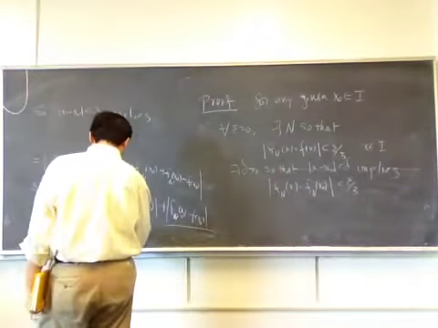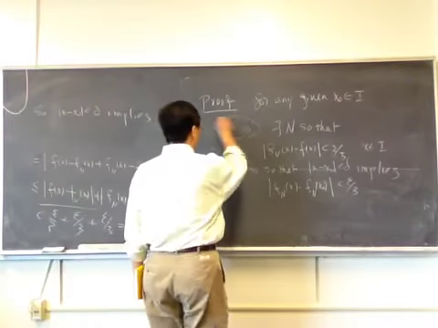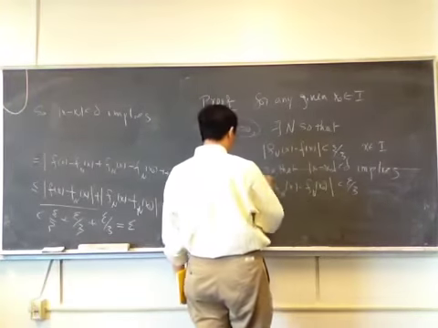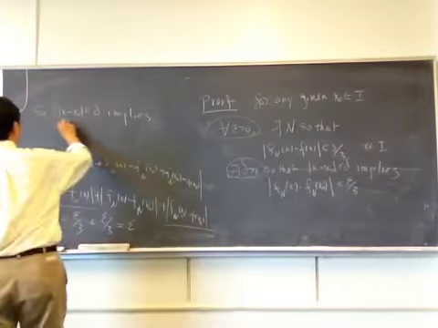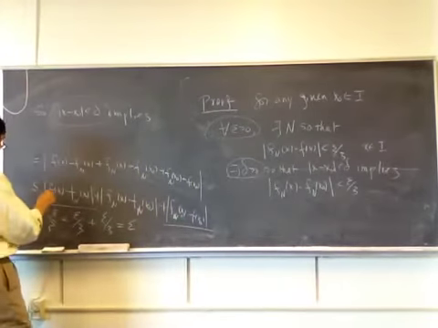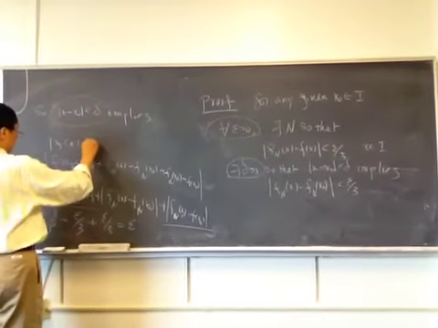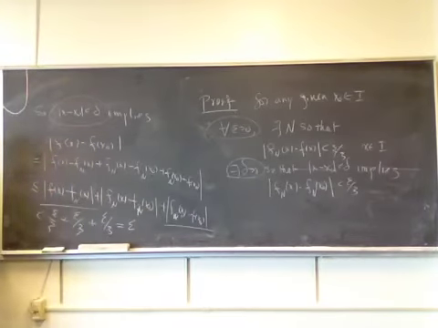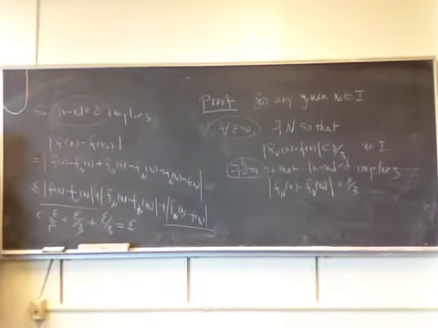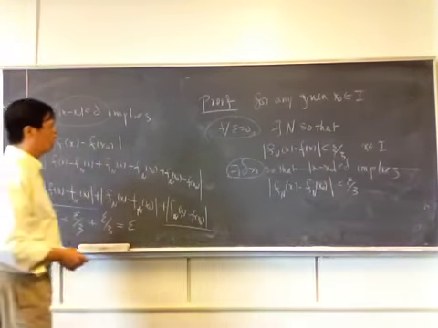Now I have this. So now what have we proved? We've proved the following. For arbitrary epsilon greater than 0, there is a delta so that if |x − x0| is less than delta, then |f(x) − f(x0)| is less than epsilon. So we prove that this function f is continuous at x0.